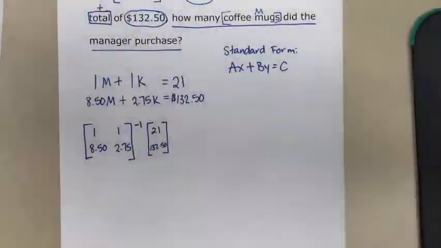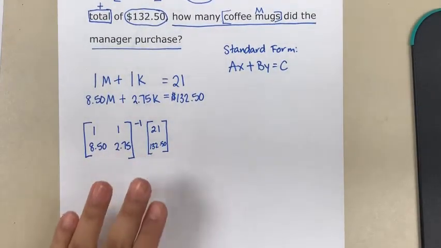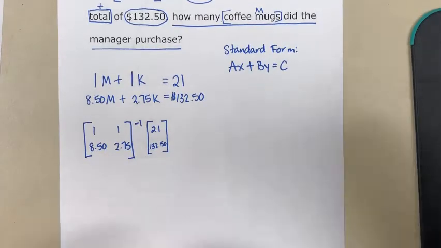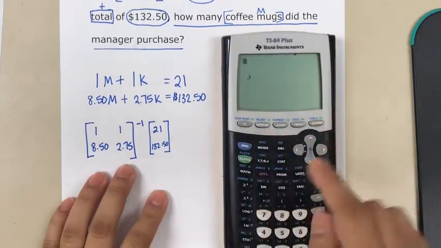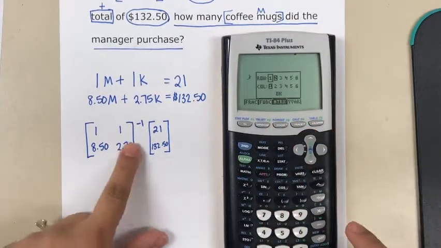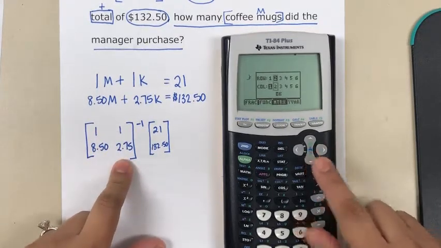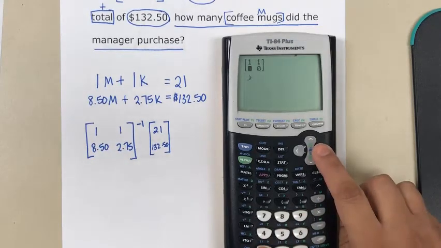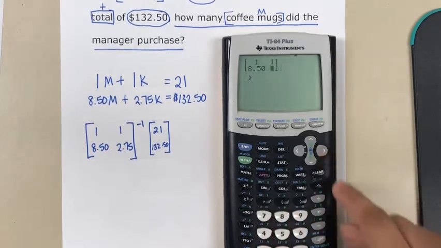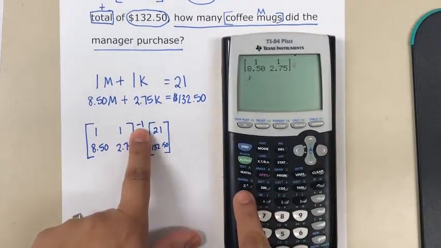Okay, just a quick trick. Anyway, so now that I have written it on paper, it's easier to put in my calculator because I know what it should look like. So, to get your matrix, alpha, zoom, focusing on this one first. I have 2 rows, 2 columns, so I need a 2 by 2 and push OK. I have 1, 1, 8.50, 2.75. Okay, and then go on the outside, push the inverse button, it's right underneath math.